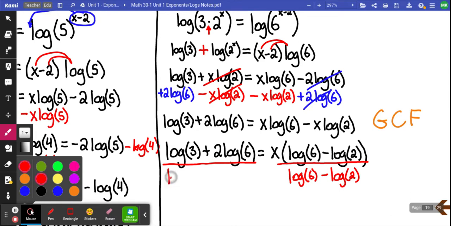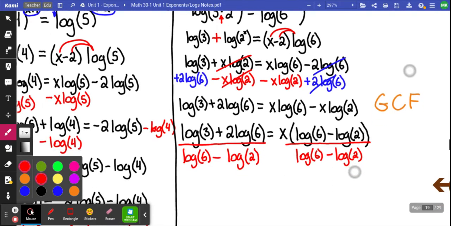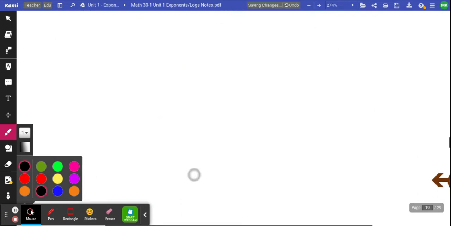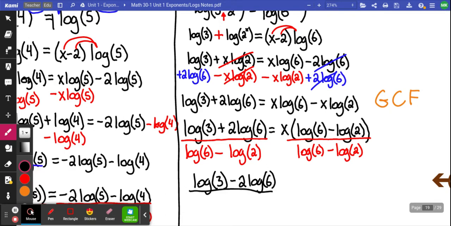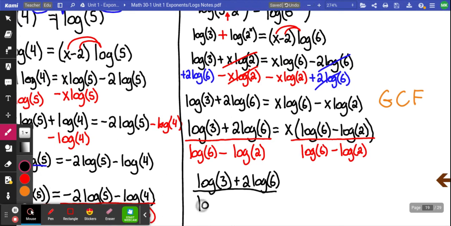What I do to one side, I do to the other side. That gives me log 3 minus 2 log 6, divided by... what was your question? Why is the 2 negative? Yeah, it's not. Not a silly question at all. On the bottom, it's log 6 minus log 2 equals x.